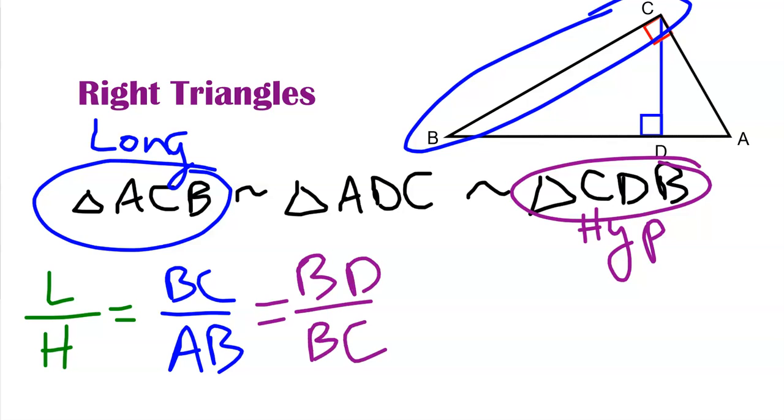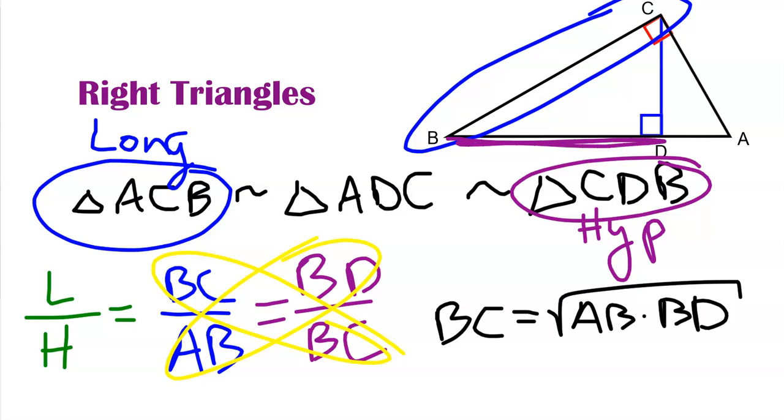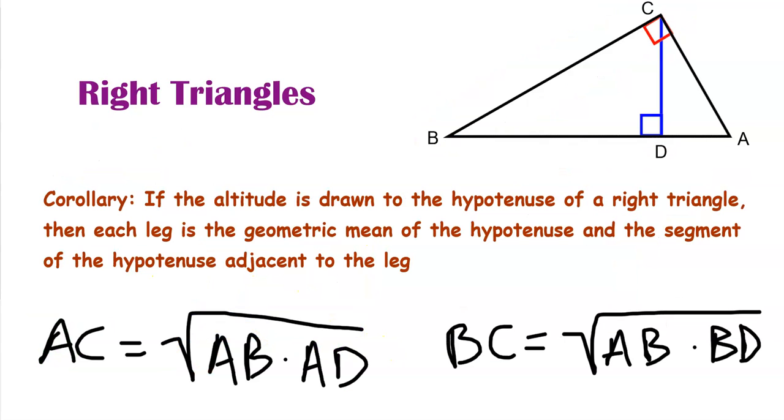Once again, we have a proportion where the means are BC and the extremes are AB and BD. So therefore, using that same process as before, we get that BC is equal to the square root of AB and BD. Again, it is the geometric mean of the segment of the hypotenuse that is cut by the altitude with the entire hypotenuse. So that leads us to this particular corollary, where we see that if the altitude is drawn to the hypotenuse of a right triangle, each leg is the geometric mean of the hypotenuse and the segment of the hypotenuse adjacent to the leg.